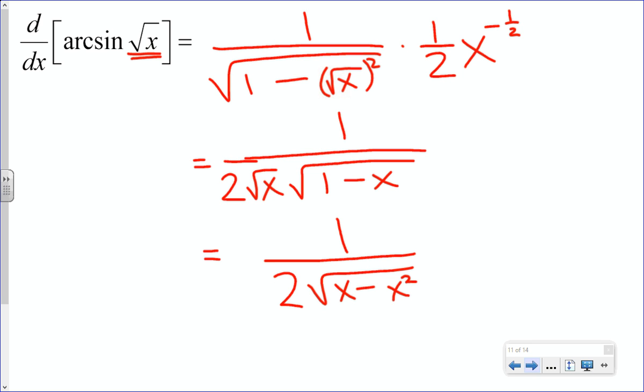Take the next 60 seconds, and at your table, I want you to work through example 3 together.